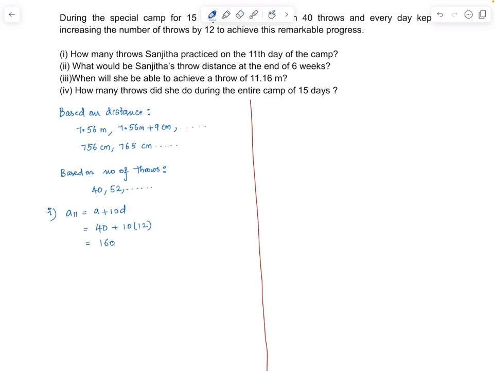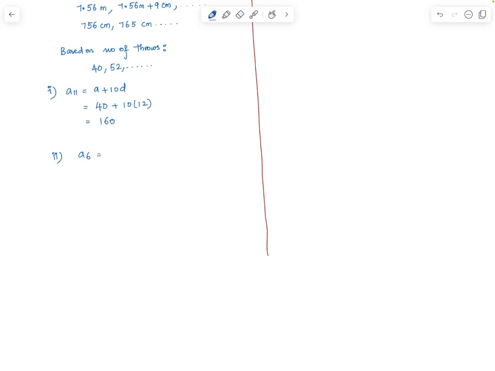Question 2. What would be Sanjita's throw distance at the end of 6 weeks? This question is asking the throw distance. So we have to refer to the AP based on the distance. A6 is equal to a plus 5d. a is 756 centimeter plus 5 times 9. 756 plus 45, which is 801 centimeter. Converting this to meters, we get 8.01 meter.